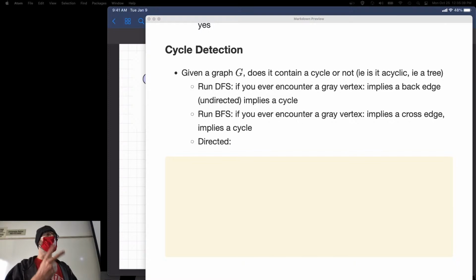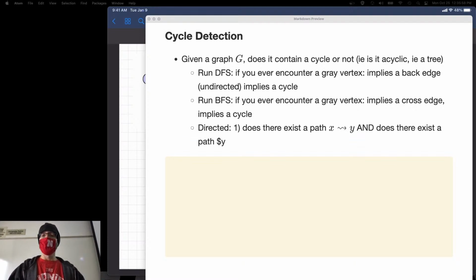How about asking two questions? One, does there exist a path from x to y, x squiggle arrow y? This didn't work last time until I put it in full math mode. There we go. And does there exist a path y squiggle arrow x, from y to x? If the answer to both of those questions for two particular vertices is yes, then what?